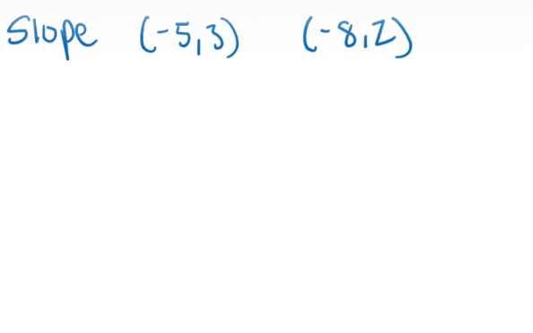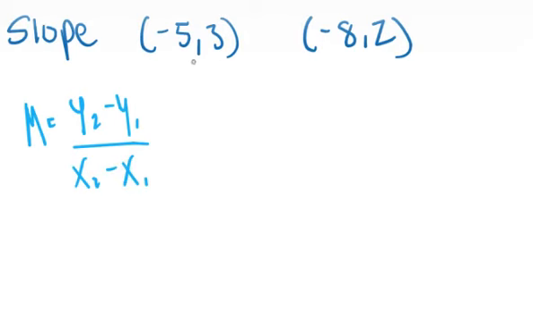Alright, find the slope between 2 points. Again, the major thing that we have to know is our slope formula, which is y2 minus y1 over x2 minus x1. Make sure we always label our points. We want to be very diligent and not make a mistake on our test. So let's go ahead and plug this in.